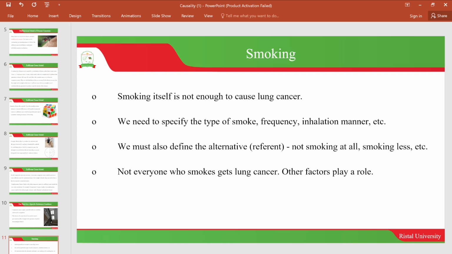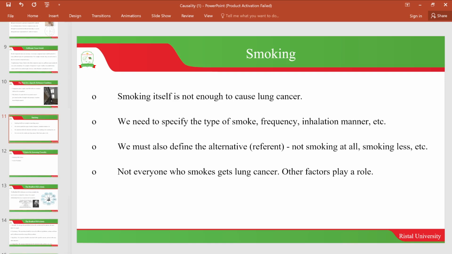Okay? So that means that we must always have a defined alternative, which we are calling a referent, such as not smoking at all or smoking less. How are they linked to the health event, which is lung cancer? This is still going back to what we said earlier, that you have several factors that play in order to have the disease happening.